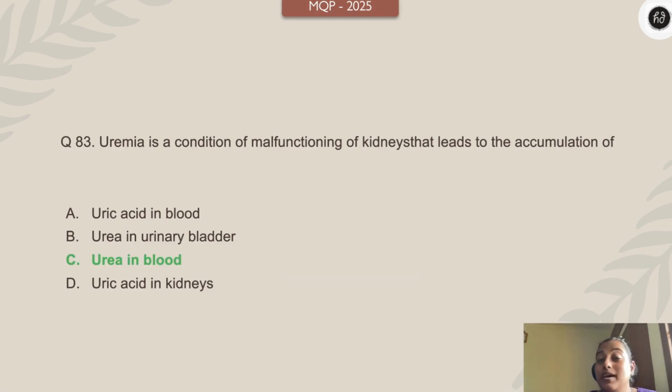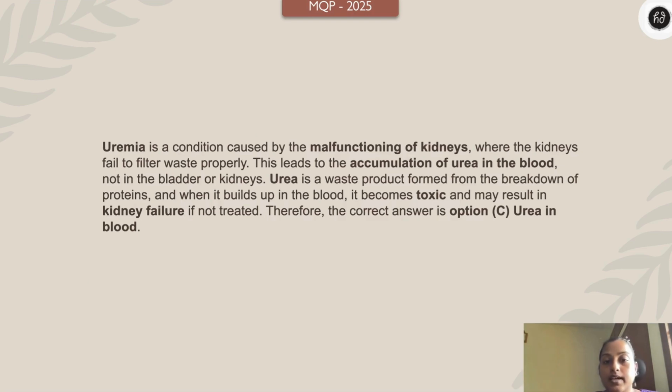So when they say uremia, it's malfunctioning of the kidney in human beings, right? So what is the nitrogenous waste produced by humans? It's urea, right? Aves and reptiles have uric acid in their excretion, whereas in mammals like us, it's urea. In fishes, it's ammonia. Likewise, uremia refers to urea in blood. This leads to accumulation of urea in the blood. Urea is the waste product formed from the breakdown of proteins. Yes, the ornithine cycle should come to your mind, and when it builds up in the body, it becomes toxic and may lead to kidney failure.